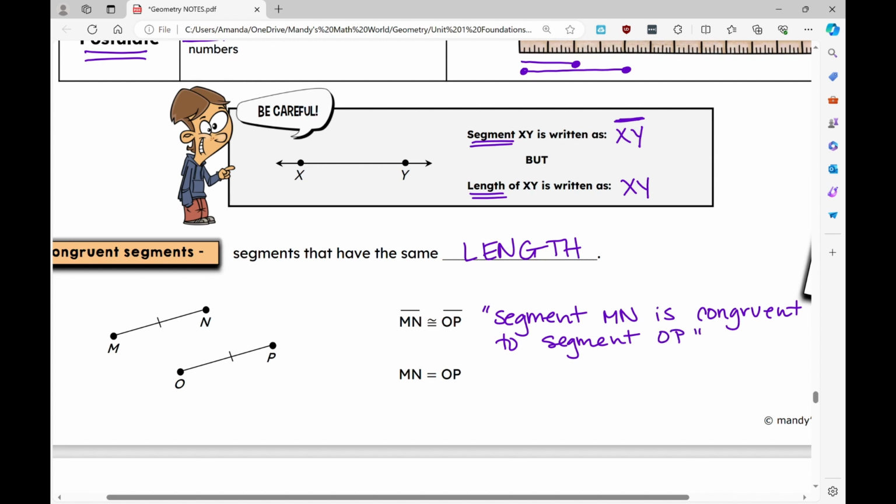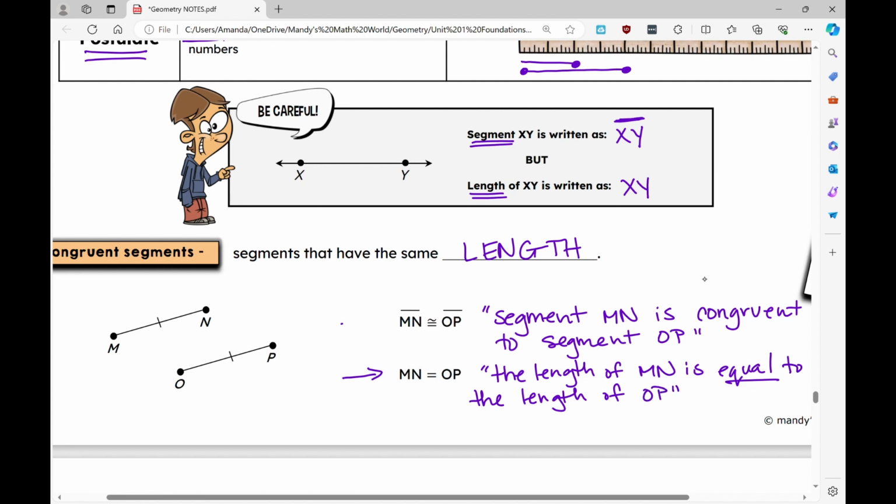But if I have this right here where I just have MN, there's no bar over it, and there's no bar over the OP, and I have an equal sign, well, now we're talking about the length. So this statement right here says the length of segment MN is equal to the length of segment OP. So let's write that down. The length of MN is equal to the length of OP, or segment OP, whatever you want to say.